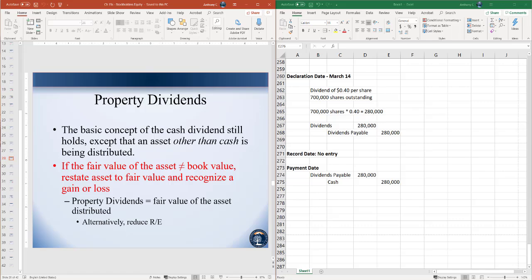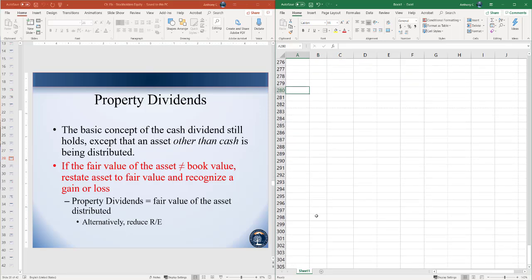Okay, so the second type of dividend we will cover is a property dividend. So a property dividend just means we're going to pay out some type of asset, generally other than cash.